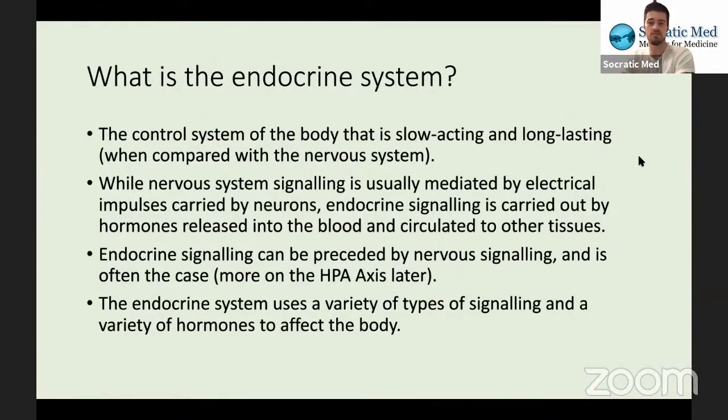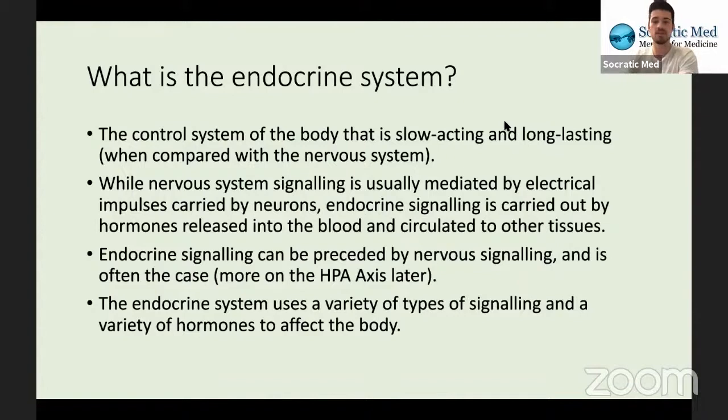The nervous system, if you remember from the past lectures, is a very quick acting system. It uses electrical impulses. It can transmit information throughout your body, from one end to the other, in a fraction of a second. The endocrine system, in contrast, is slower acting and more long lasting, so it has a longer lasting effect on the target tissue that it reaches. While nervous system signaling is usually mediated by electrical impulses carried by neurons, endocrine signaling is carried out by hormones released into the blood and circulated to other tissues.